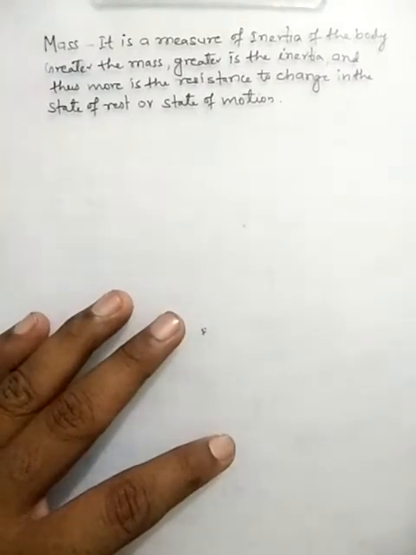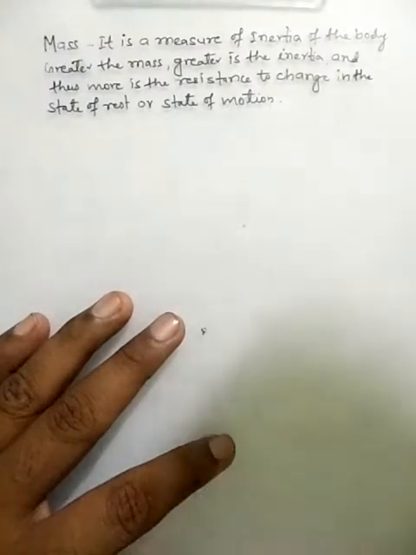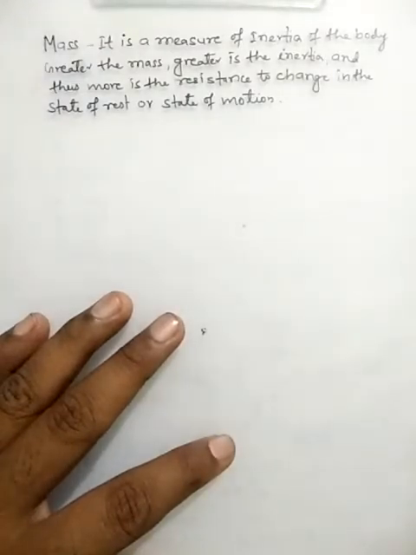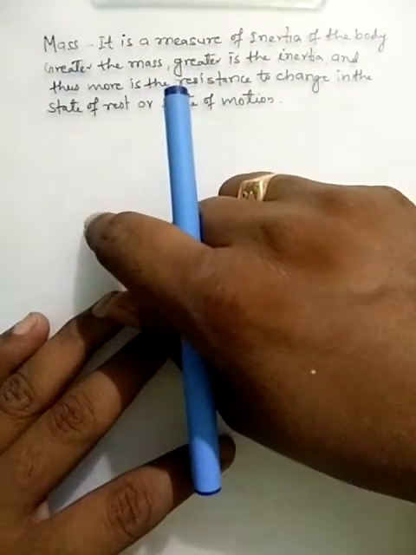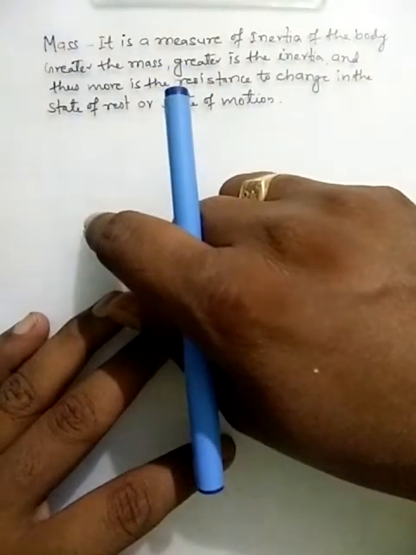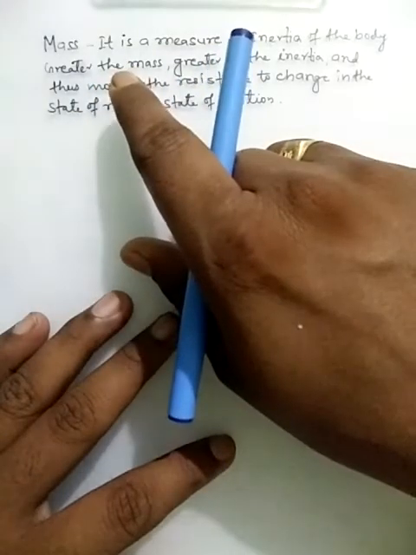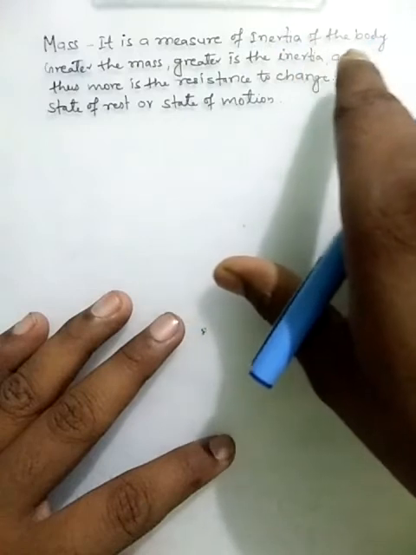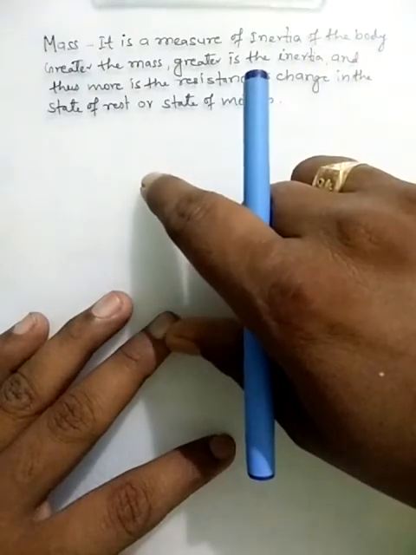Now, with the help of the first law of motion, we can redefine the definition of mass. Initially, we know that mass is basically the amount of matter contained in a body. But from the statement of the first law of motion, mass can be redefined as a measure of inertia of the body.